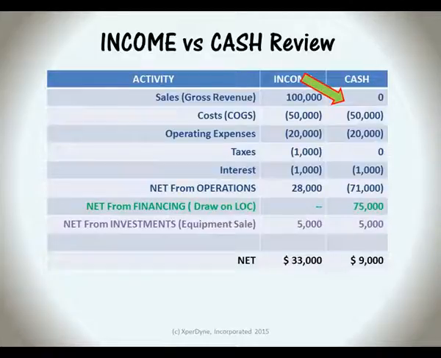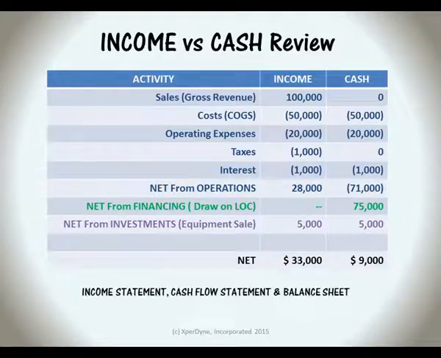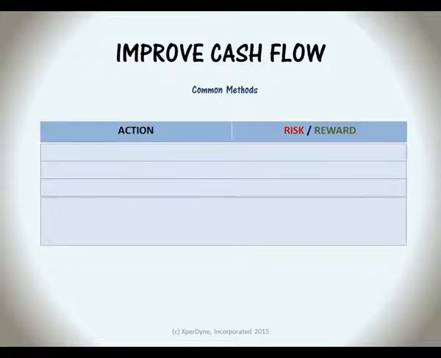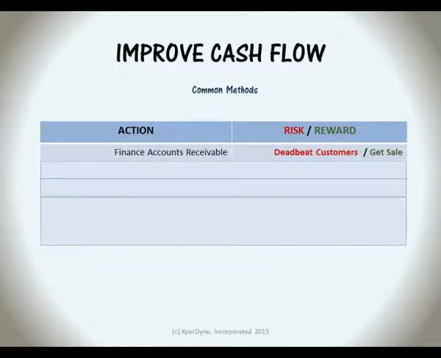A business generates cash primarily from ongoing operations, with investments and financing providing the rest. And to understand the complete financial picture, owners typically use three key business health reports: the income statement, the cash flow statement, and the balance sheet. Our hypothetical business used the most common source of cash outside of operations. They finance their accounts receivable.